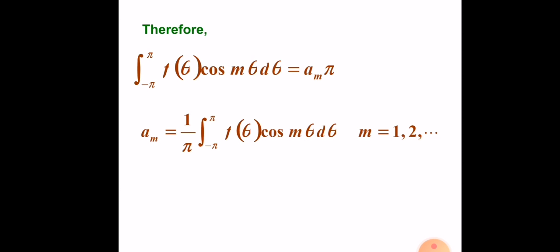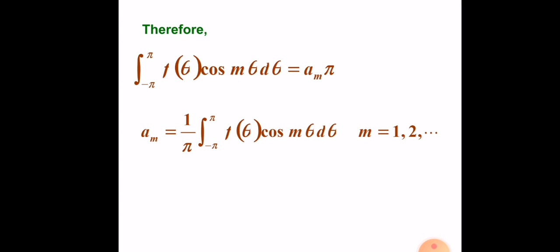am is equal to 1/pi integral minus pi to pi f of theta cos m theta d theta for m is equal to 1, 2, 3, etc. So we have evaluated the value of am, that is the coefficient am as 1/pi. a0 is first evaluated, then the second coefficient am is evaluated. You can write it as either n or m, no problem for that.